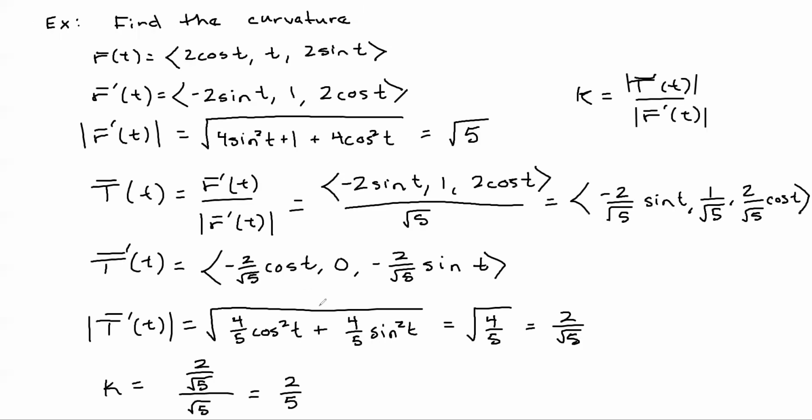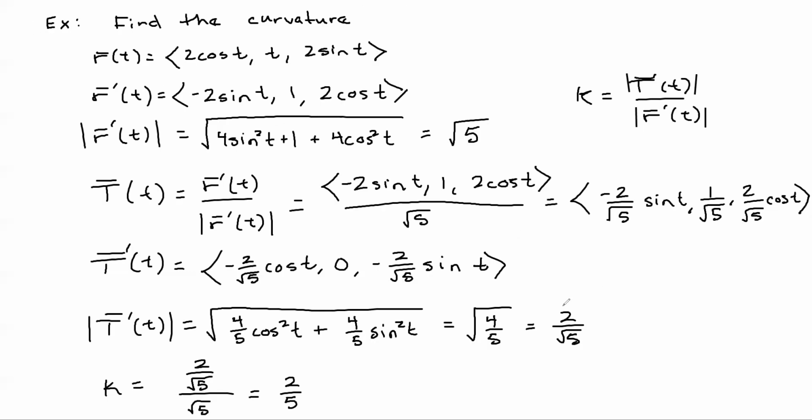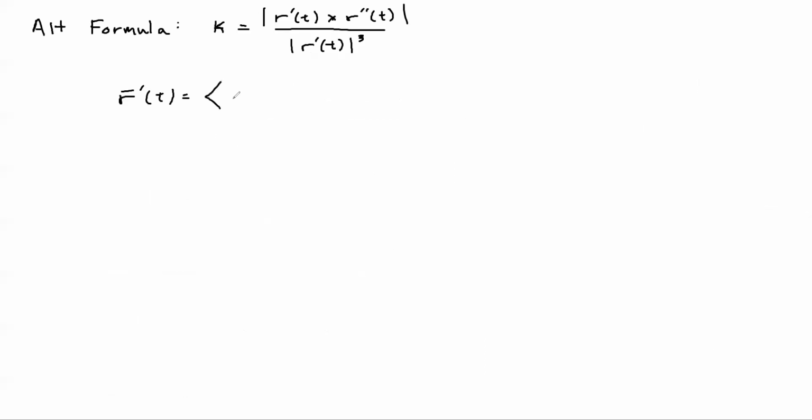And so let's go through. We can do the same example. This example might not be much different because it's got a circle basis. But if you're working with something that's not a circle, then this new alternate formula can be a lot better. All right, so what do we need? We need r prime, right? We've already calculated r prime. It's on the previous page. What is r prime? It's -2 sine t, 1, 2 cosine t. Yes, -2 sine t, comma 1, comma 2 cosine t.